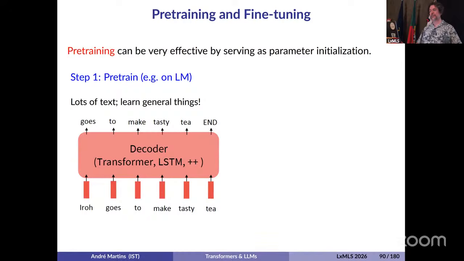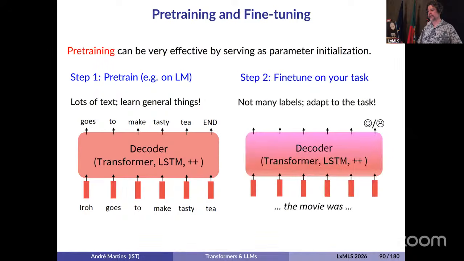Okay, so let's look a little bit closer at this idea of pre-training a language model and then fine-tuning afterwards. The first step is what we already saw. The second step: suppose that you want to build a system for sentiment classification. For example, you have some data with movie reviews, and you want to train a model to be able to predict if a review is positive or negative, right?